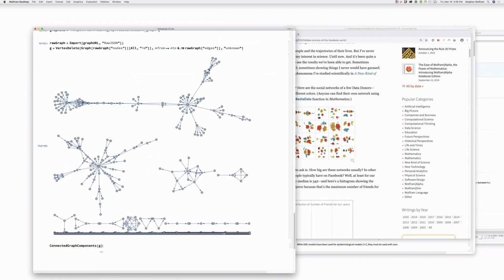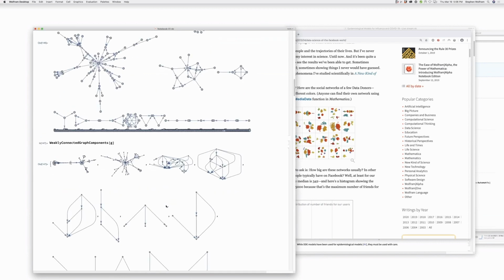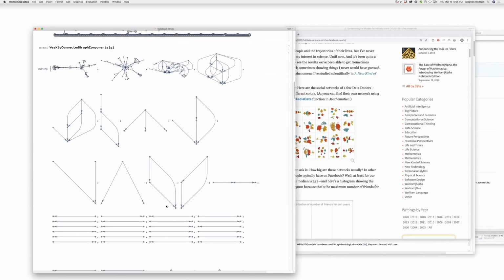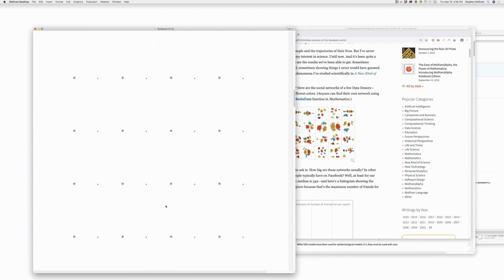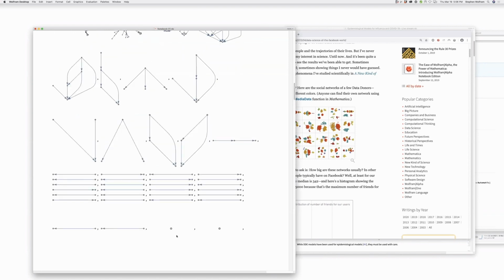But okay, so let me undirect it. Maybe weekly. Yeah. Okay. Can I do that? Weekly connected graph components? Yes, weekly connected graph components. Okay. So what I should see here is lots of individuals where they don't know where it came from, right?